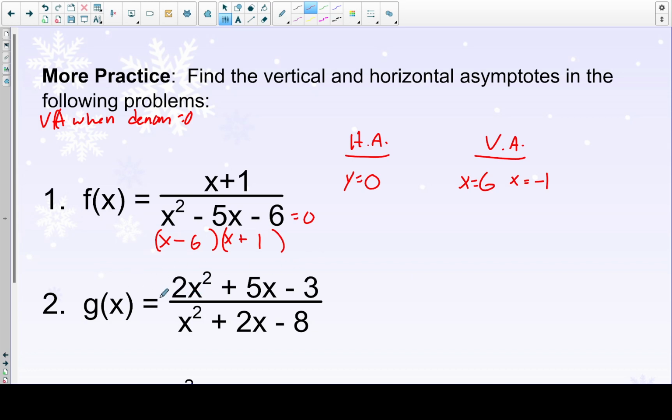How about this function? Horizontal asymptote. Same degree, x squared. So we divide 2 divided by 1. We have a horizontal asymptote at y equals 2. Now, the denominator is a trinomial. Let's try factoring it. And so we have x and x. Well, let's see. -8. So 4 times 2. So -4. No, plus 4 minus 2, because they have to add to a positive 2. And so my vertical asymptotes are x equals -4 and x equals +2. Fantastic.